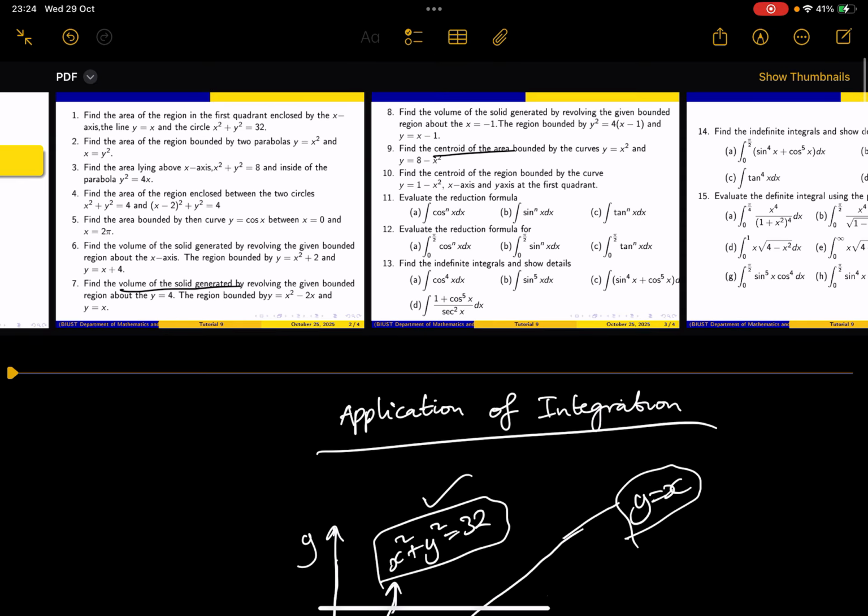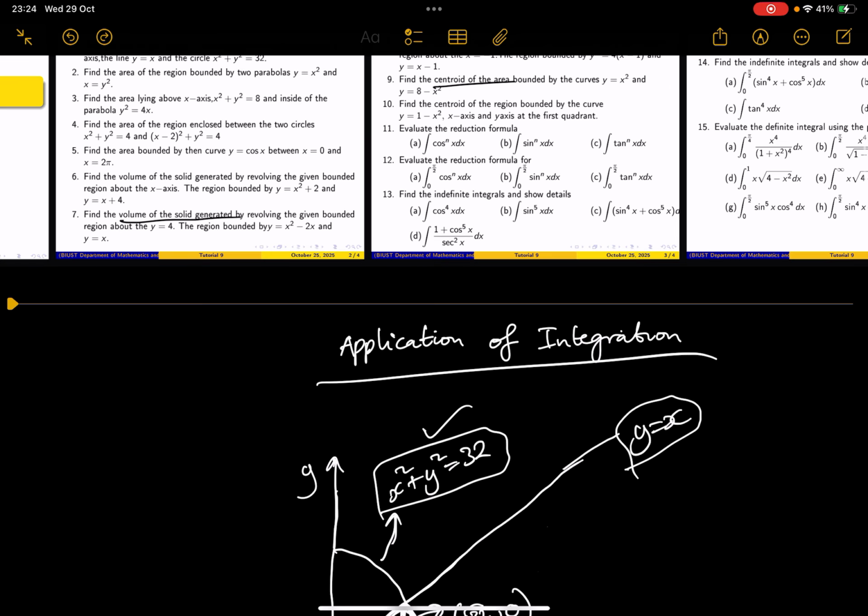So that was question 2. Let me take a last one for the area. Let me take this one, since it's trigonometry. With the trigonometric graphs, find the area bounded by the curve y equals cos x between x equals 0 and x equals 2 pi.